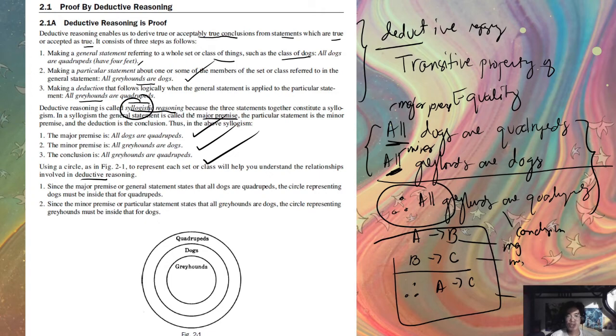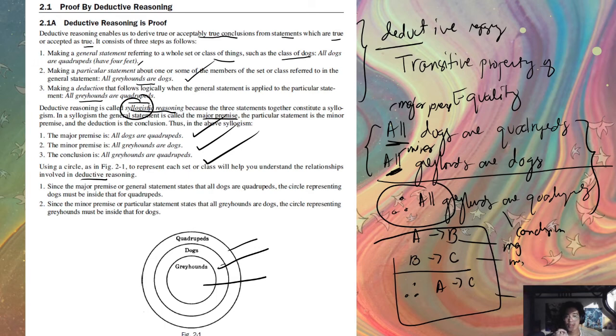Since the major premise or general statement states that all dogs are quadrupeds, the circle representing the dogs must be inside that for quadrupeds. Okay, so therefore the quadrupeds is the biggest circle. It's the most general statement, followed by the dogs, since it's part of the minor premise, and the greyhounds, so that's the conclusion. So that's the smallest subset of the supersets that we have. So there you go. It represents the greyhounds, the smallest circle.